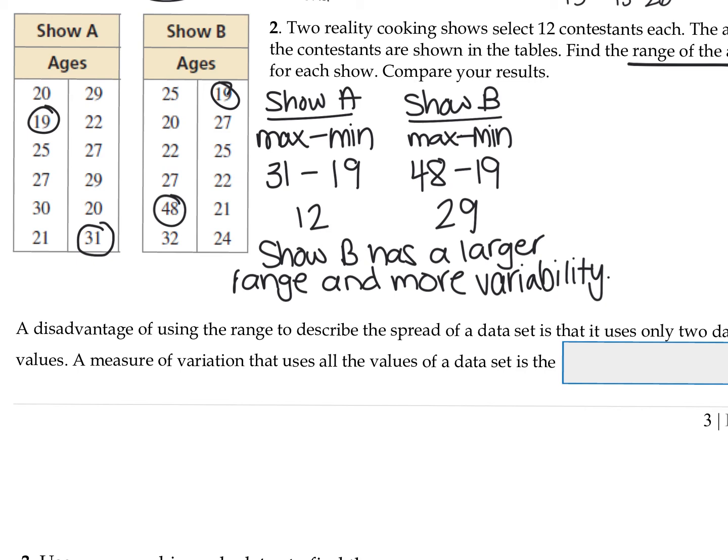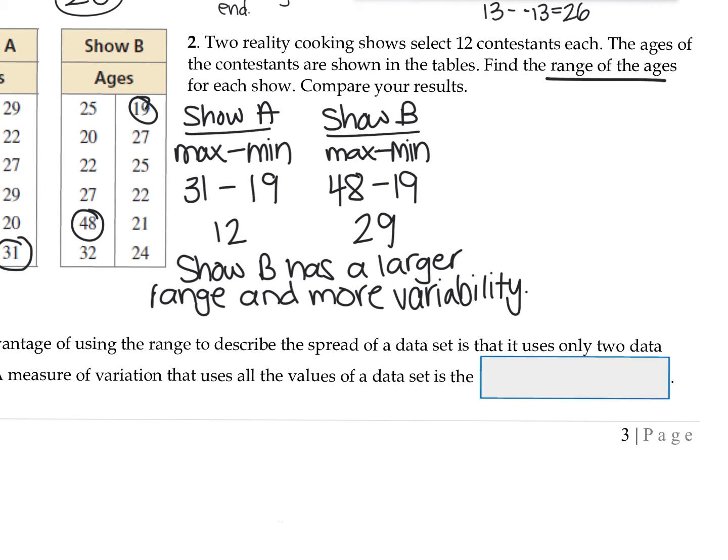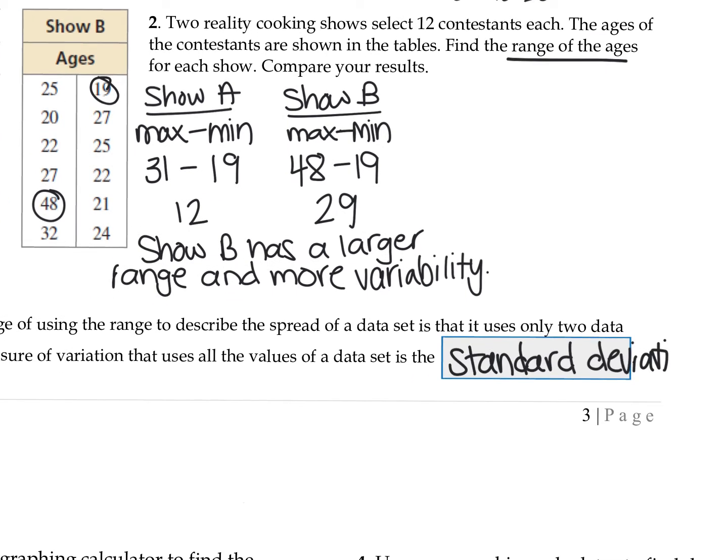So it says a measure of variation that uses all of the values of the data set is the standard deviation. And it tells us how far away the points are from the mean. So in general, standard deviation tells us how far away points are from the mean. And so if they're really close to the mean, then our data is not very spread out. And if the points are far away from the mean, then our data is more spread out. So go ahead, flip the page.